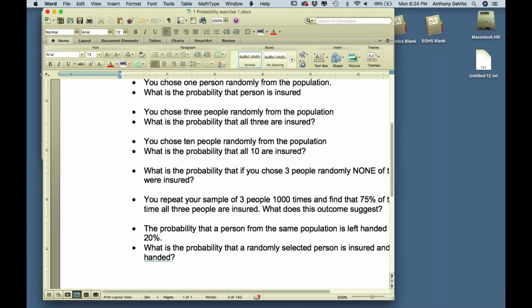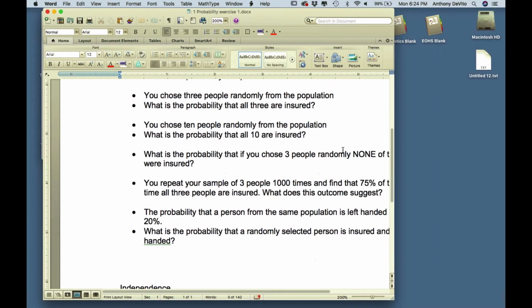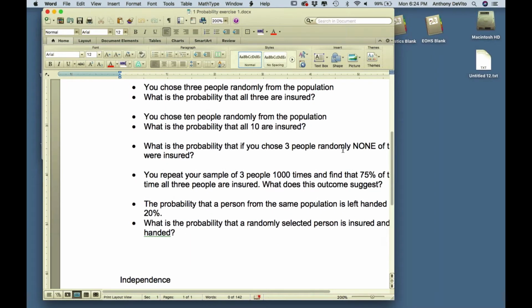0.2 times 0.2 times 0.2, right? The probability of any individual being uninsured is 0.2, and for 3 of them being uninsured, it's 0.2 times 0.2 times 0.2, right? This is the multiplication rule. And one of the things we're concerned about here is that they're really independent events.